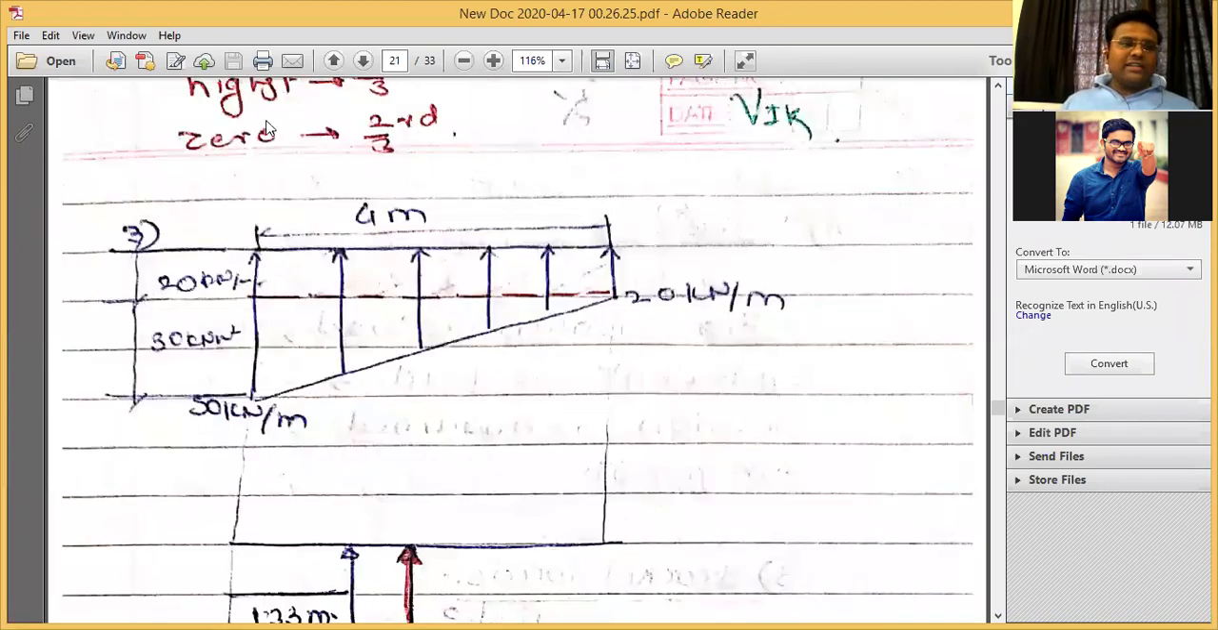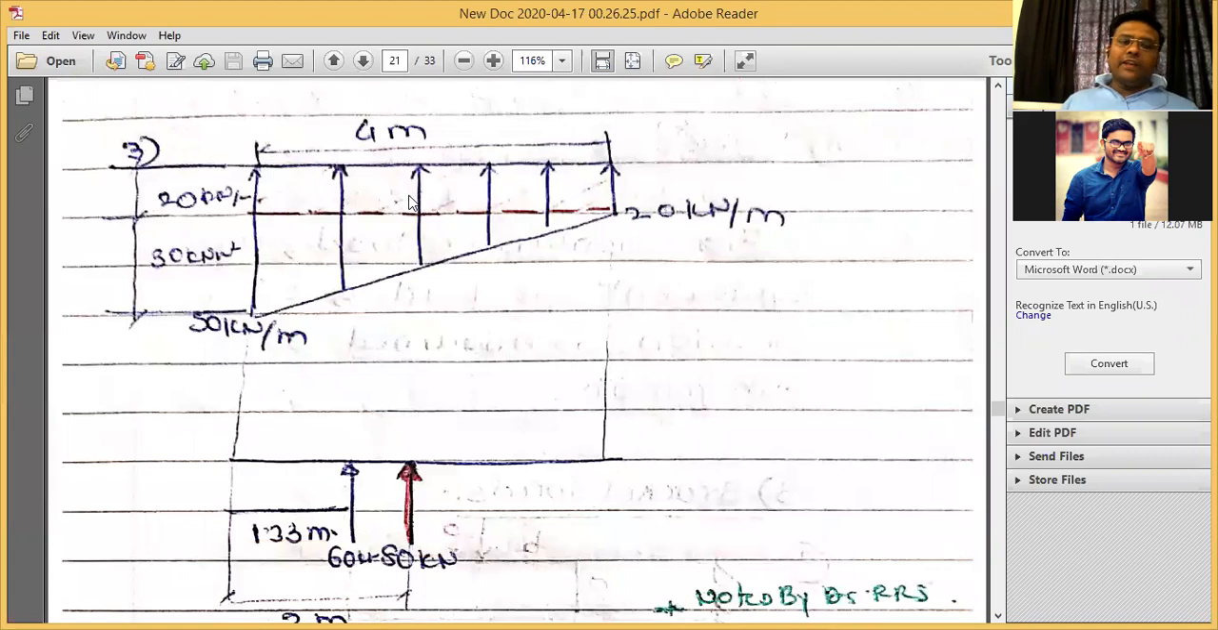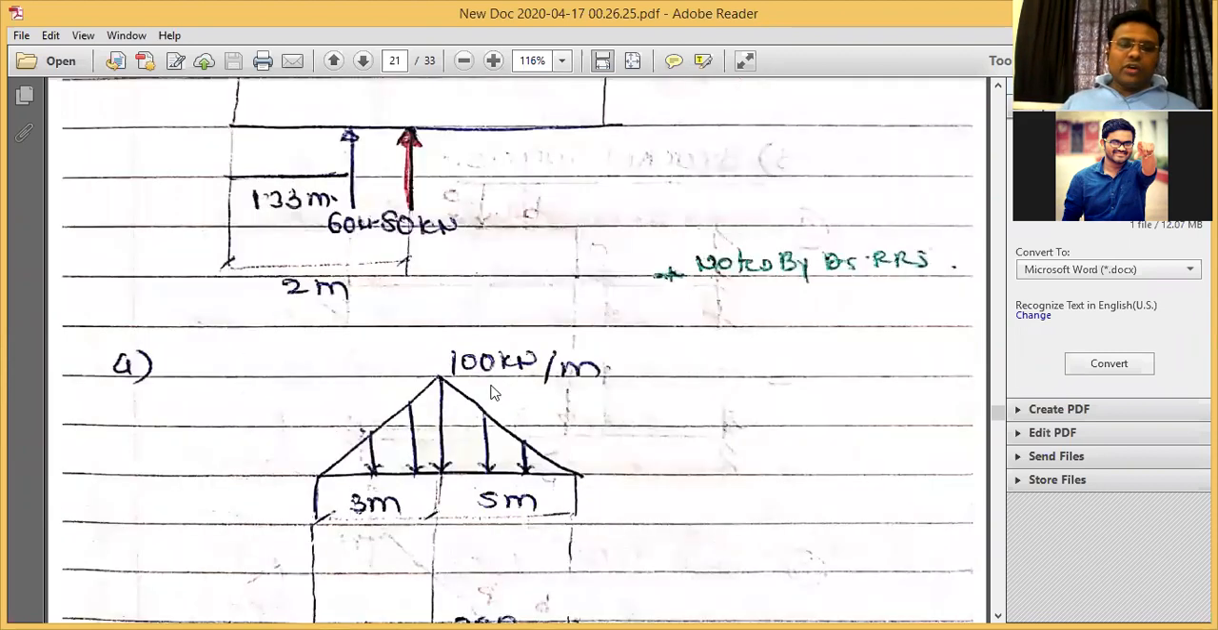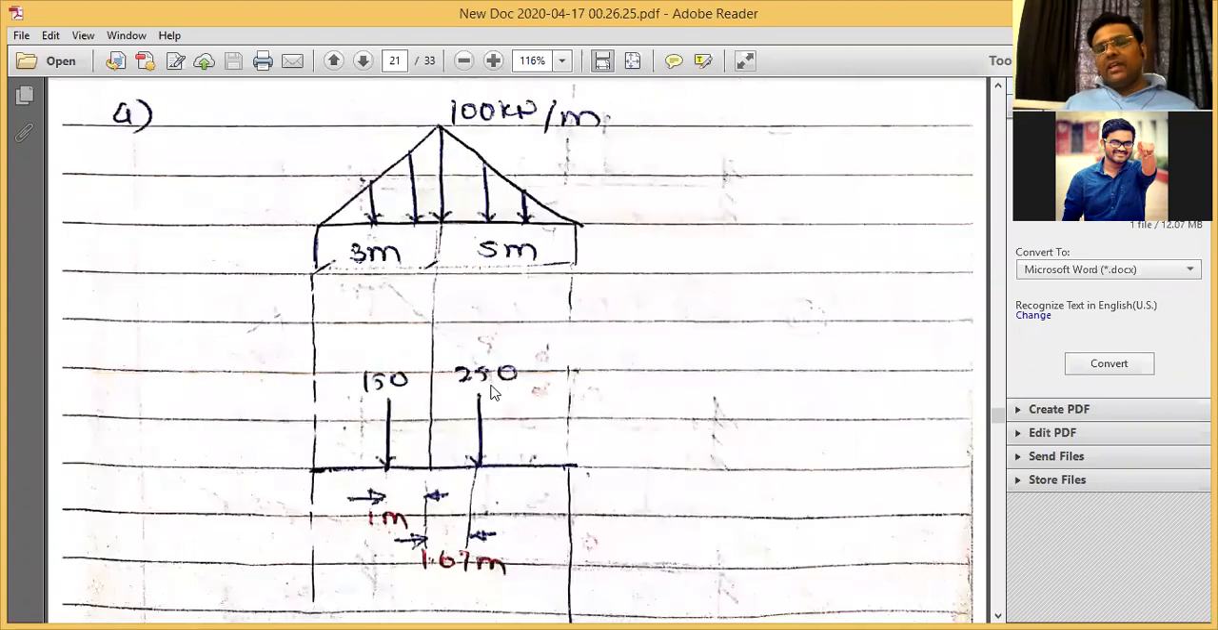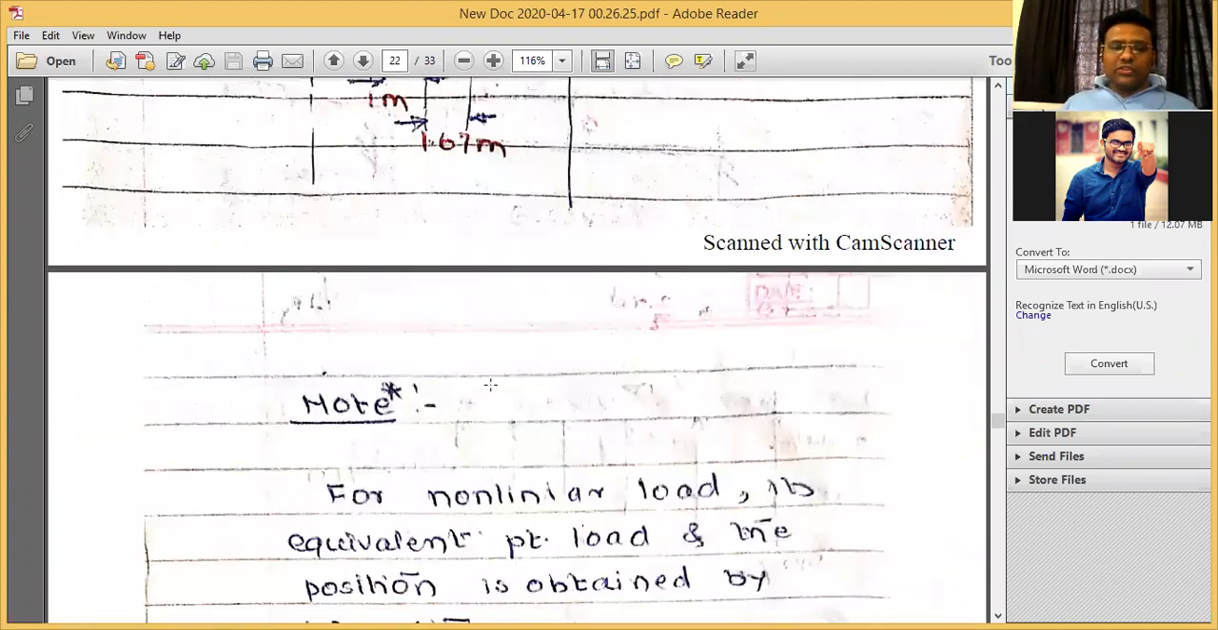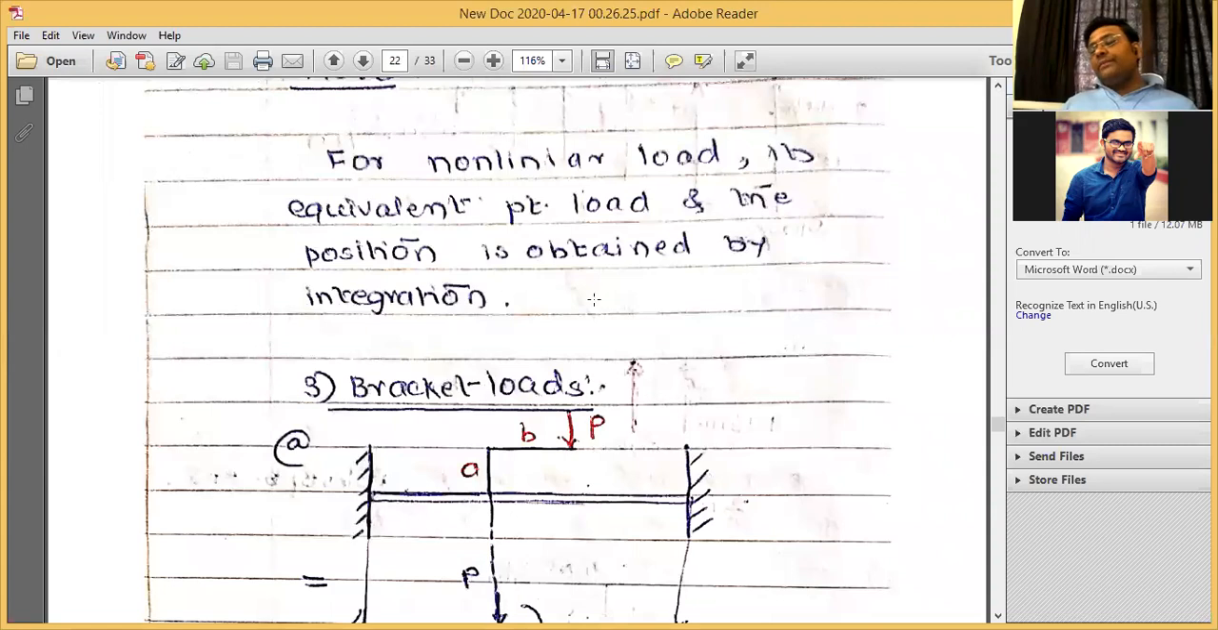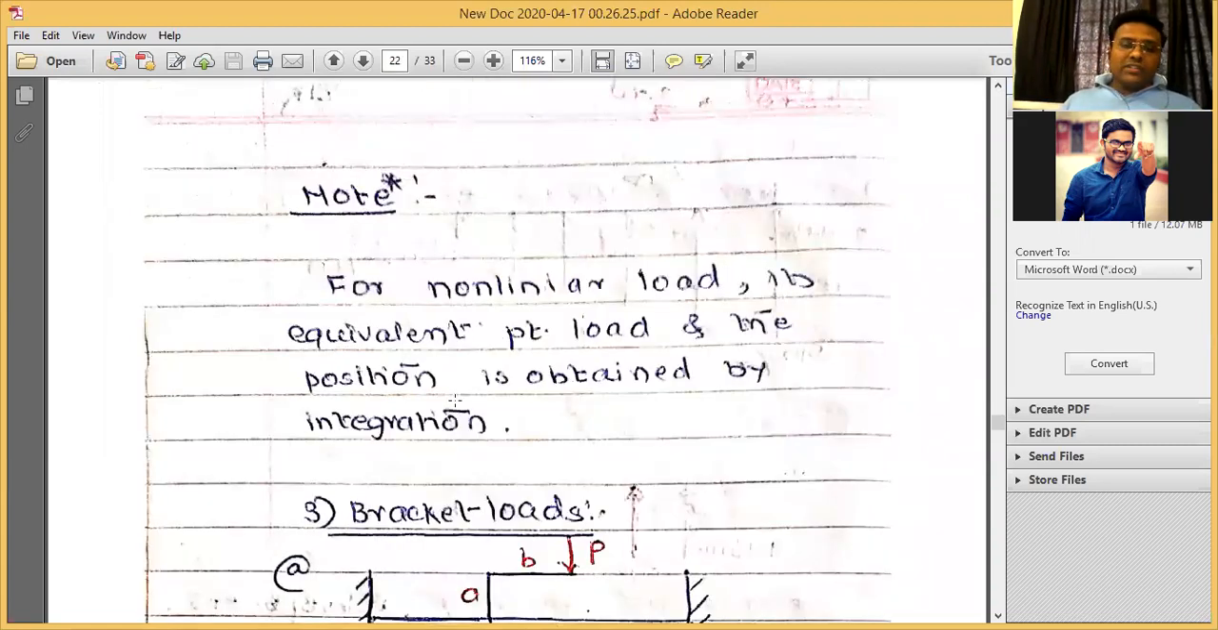Then there is an example related to inverted load, or the force which is exerted by soil on the foundation. This is the example of that. So what will be the converted point load? In this way, you should solve n number of such examples and try to calculate the point loads, right? And then note that for non-linear loads, the equivalent point load and its position are obtained by integration. So if there is a curve instead of a triangle, then it should be calculated by integration.